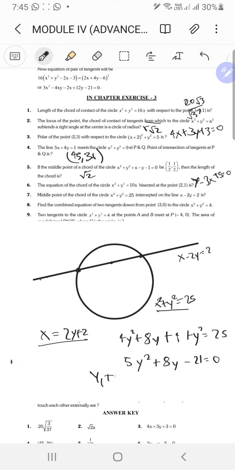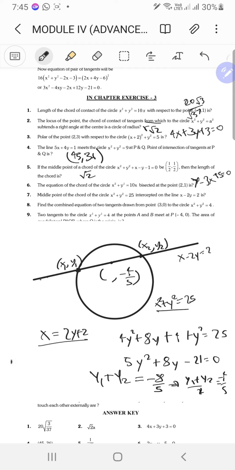So y1 plus y2 is minus 8 upon 5, which means (y1 plus y2) upon 2 is minus 4 upon 5. So now we know the y coordinate of this midpoint. So it's minus 4 upon 5. Right, so these have x1, y1 and x2, y2 as their coordinates. So clearly this equation must be satisfied by these two points, right?